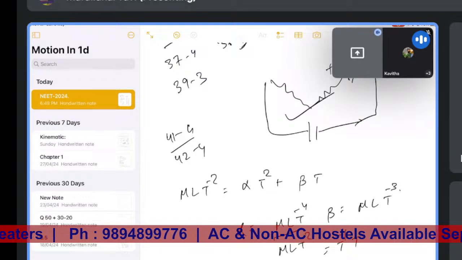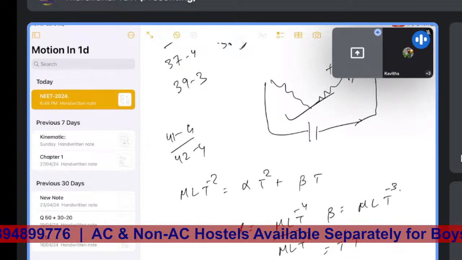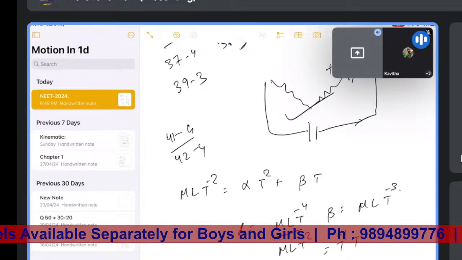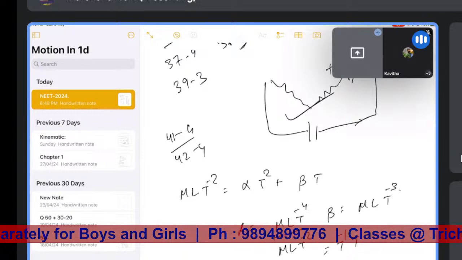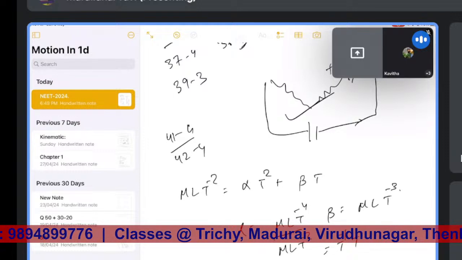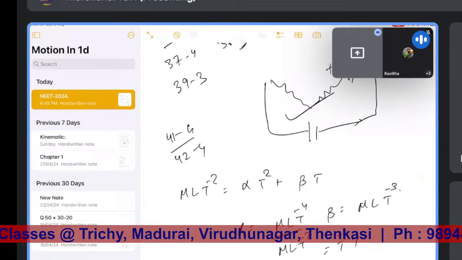Question number 43, a small telescope has an objective focal length 140, eyepiece focal length 5. Magnifying power is FO by FE, which is 140 by 5, that is 28. Okay, so that is question number 43.